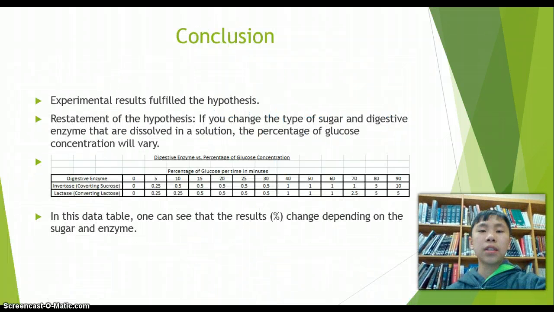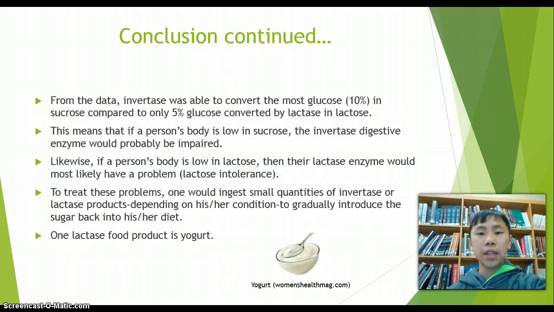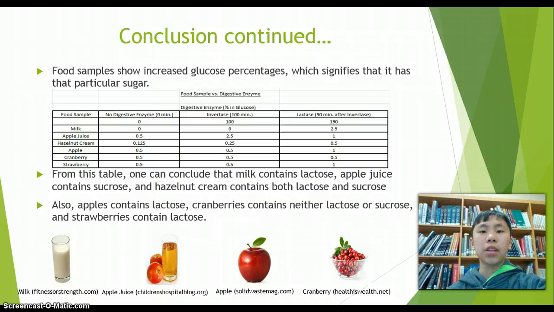To conclude, my hypothesis was fulfilled. For example, in this digestive enzyme chart, the majority of the glucose percentages change depending on the two independent variables. In human bodies, low sucrose levels represent that their invertase enzyme is most likely impaired. Likewise, if they have low lactose levels, the lactase enzyme is most likely messed up, which is also known as lactose intolerant. From the food samples shown, one can see that when a sample's glucose percentage increases, the sample is matched up with a certain enzyme.